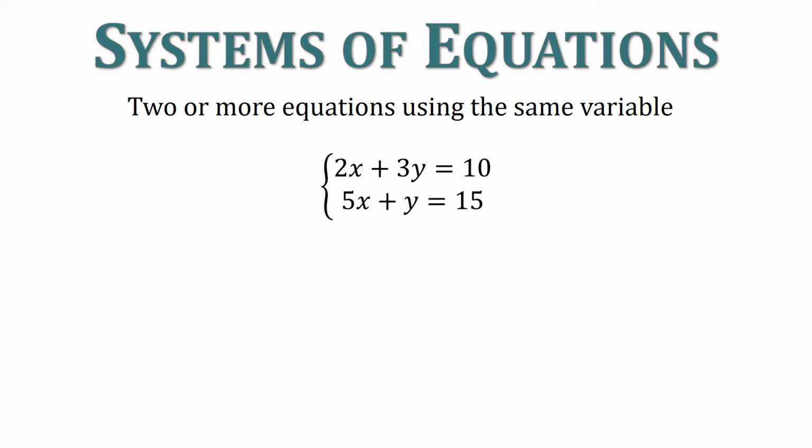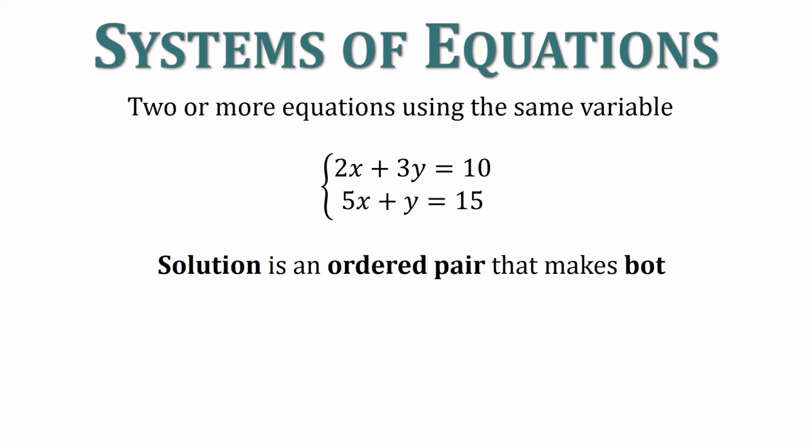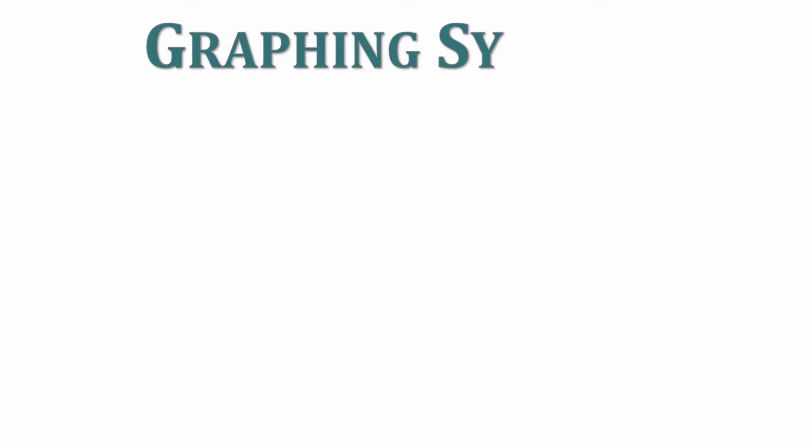All those fun letters. Okay, so a solution to a system of equations is an ordered pair because you have an x and a y that makes both equations true. It has to work in both, guys. If it only works in one, it's not true. Okay, it's not the solution. It has to make both true. That is so important.